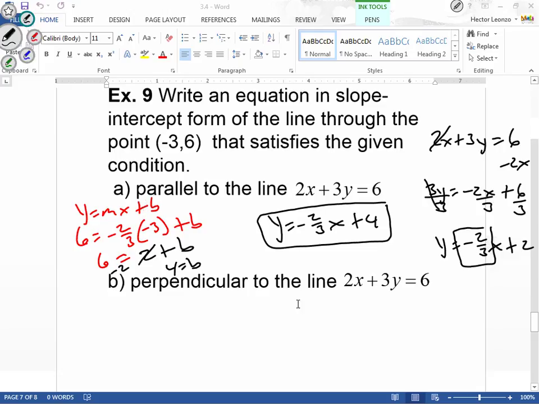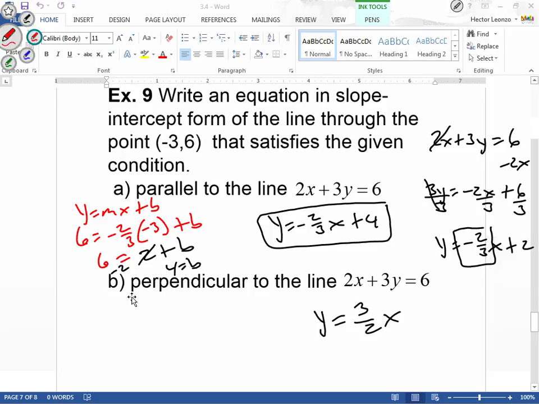However, when it says perpendicular, I want my line to be y equals, the slope is going to be the opposite sign. So instead of negative, I'm going to write positive, and then the reciprocal of that. So the slope that I want is positive 3 over 2x. Change the sign and do the reciprocal of your number. All right, so I have my slope. I just had to complete my statement.